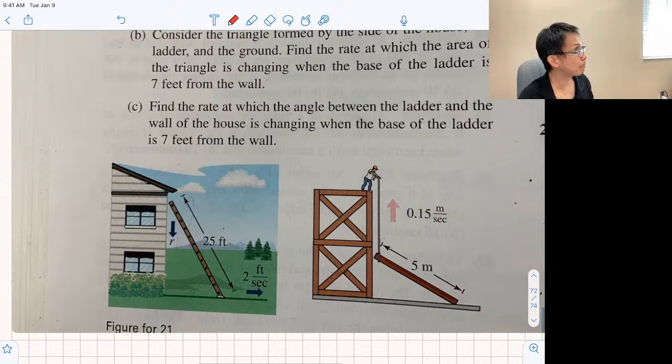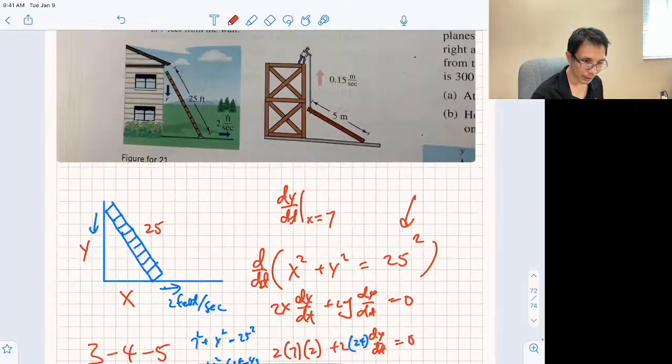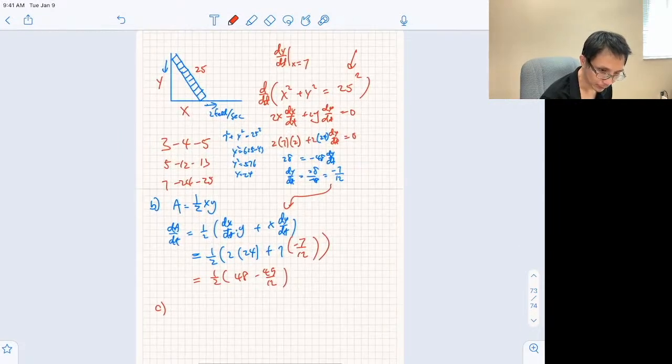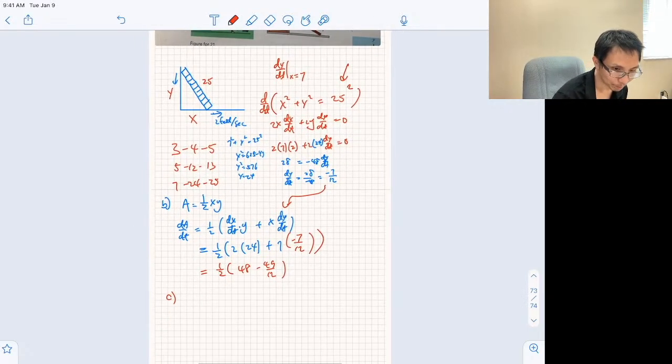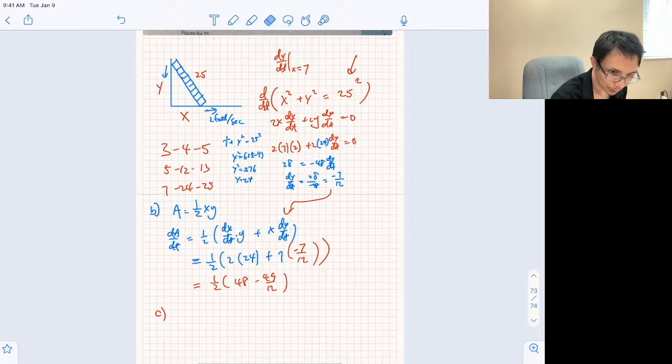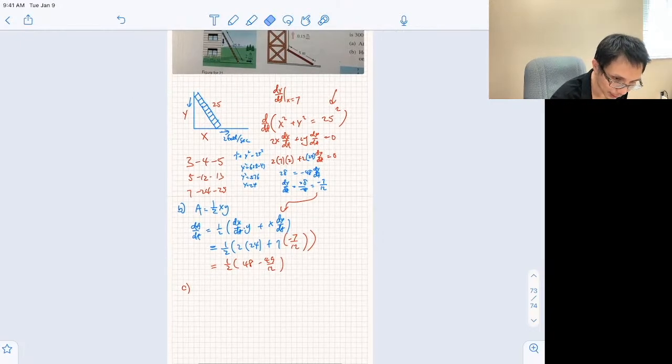Can you maybe use cosine since you're using the base as x over the ladder, which is... Okay, let's assume that we're going to use cosine for now. I don't think I will use cosine, but let's assume that we use cosine. I will probably use the other one. But what is given though? dx/dt is given, right? dx/dt is given.